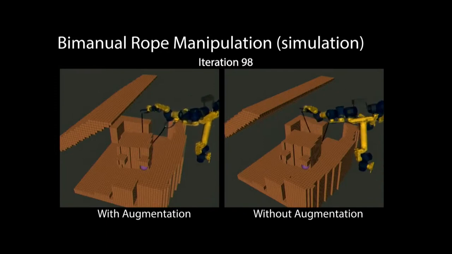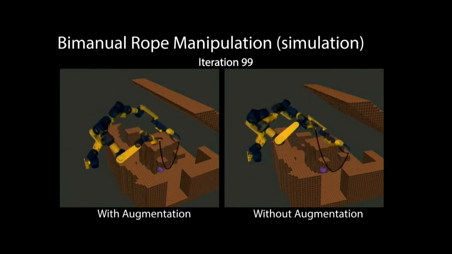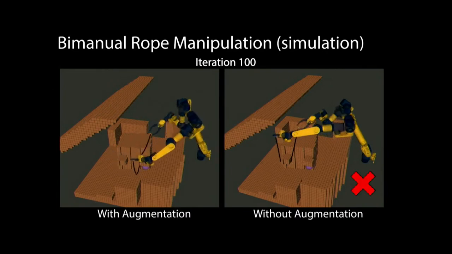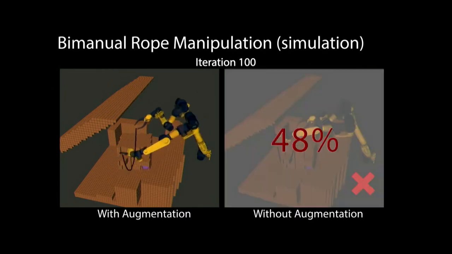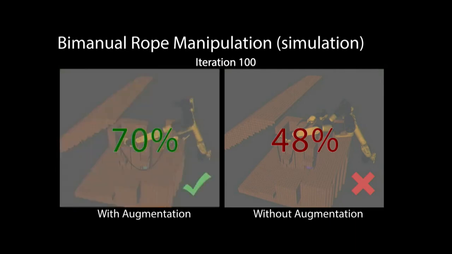We compare against a baseline without any augmentation. Initially, both methods fail to reach the goal, but the method using our augmentation succeeds earlier and more often. If we analyze the success rates averaged over the final 10 iterations, we find that without augmentation, the success rate is 48%, but with augmentation, the success rate is 70%.